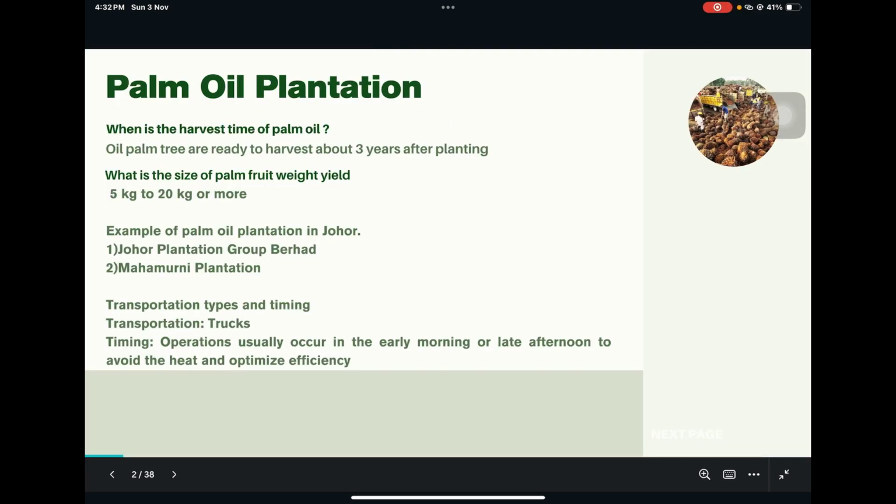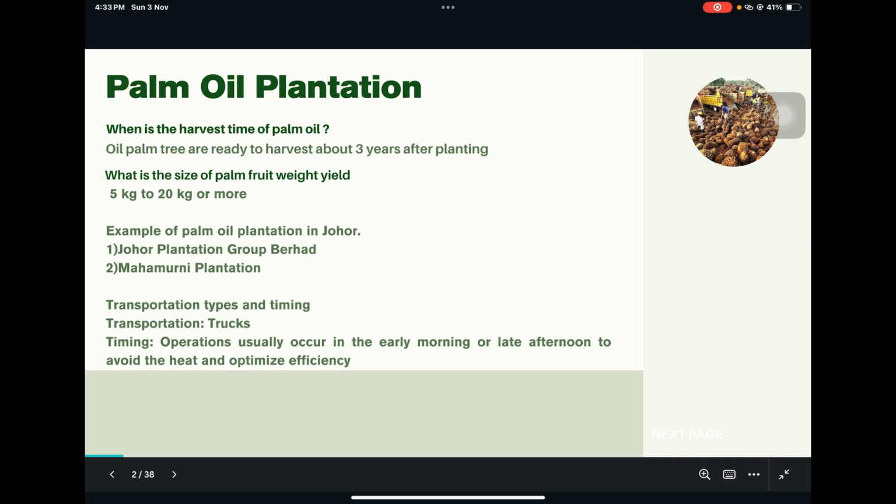In this video, I would like to talk about palm oil plantation. So, when is the harvest time of palm oil? Palm oil is ready to harvest about 3 years after planting, and the palm fruit yield is around 5 kg to 20 kg or more.